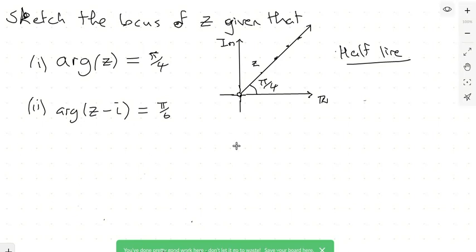Now, arg of z minus i, well, recall that whenever you swap z with z minus z1, that just moves you from the origin up to z1. Think back to the circle. It just moved you from the origin up to z1. That's exactly the way it's going to work here as well. So what do we got? Let's draw the complex plane.